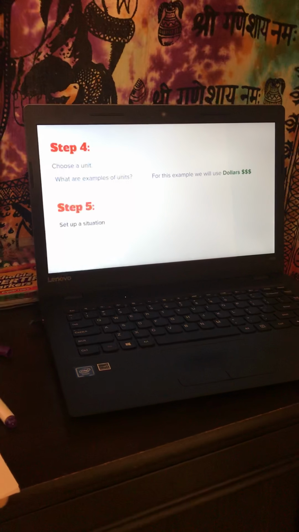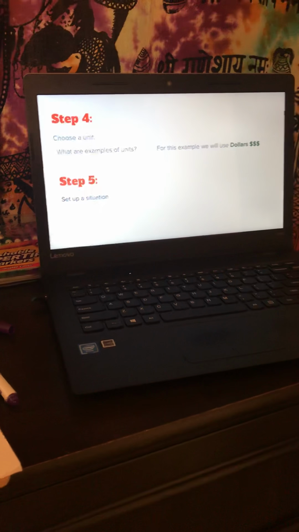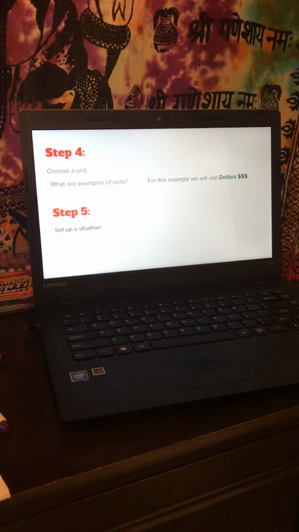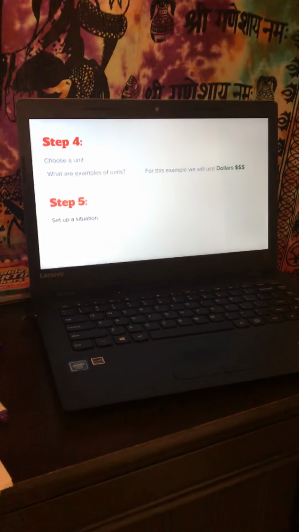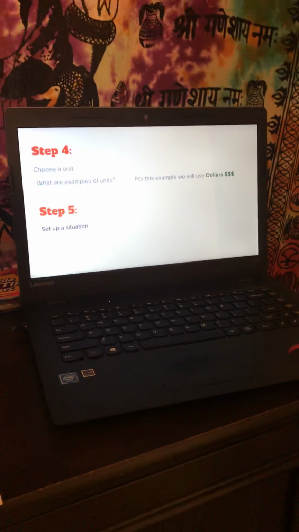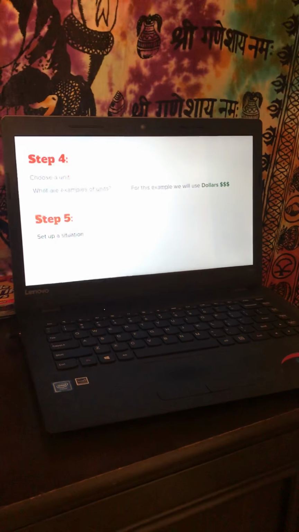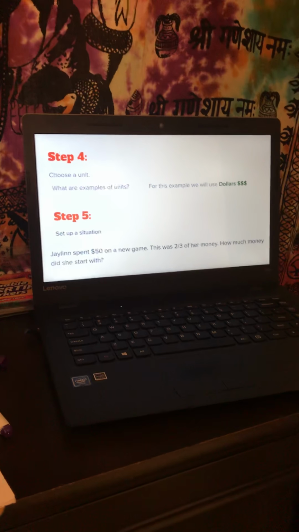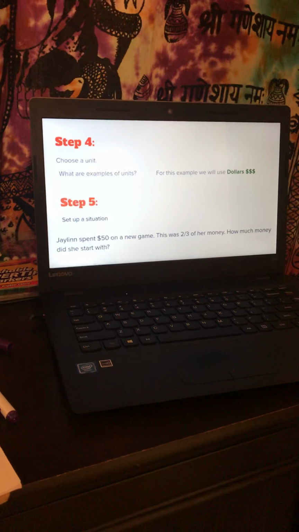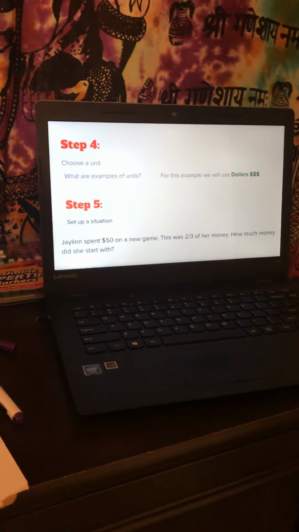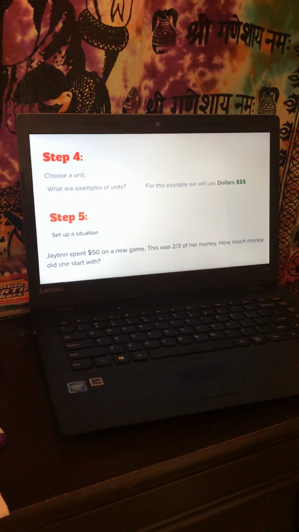And that brings us to step 5, which is to set up a situation. This is our final step when we're writing division problems. Because I used dollars, we went with a problem that looks a little bit like this. So Jalen spent $50 on a new game. This was 2/3 of her money. How much money did we start with?